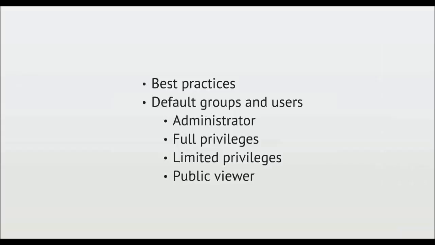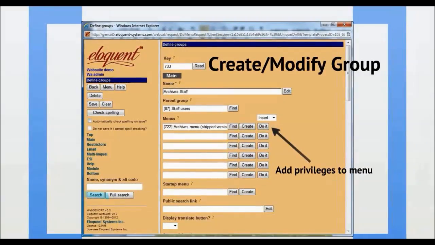Eloquent provides you with a default set of user groups and a single user in each group. These groups are designed to cover the administrator, a full privileged user, a more limited user, and the public. You can choose to modify the existing groups and users, or you can create new ones. So start by searching in the lower left for an existing group after you've clicked on Define Group.